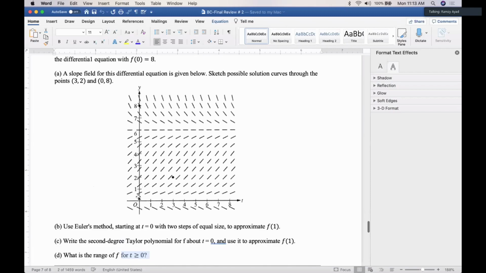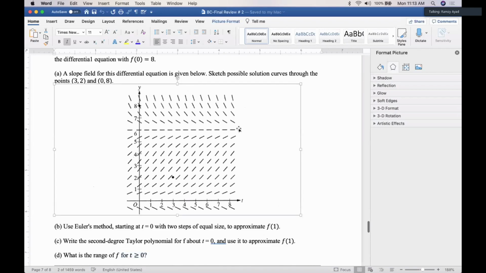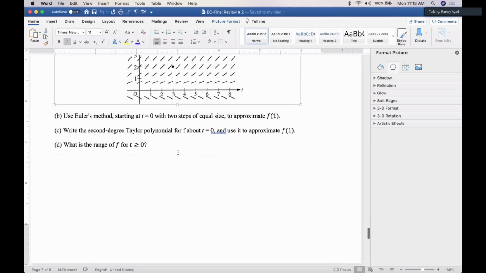When it says t greater than 0, that means I'm looking only from 0 on, from the y-axis on. So from the y-axis, it is 8 on, going with the asymptote 6. So it's between 6 and 8. The range would be 6 to 8. And 8 is included while 6 is not. It will look like that.